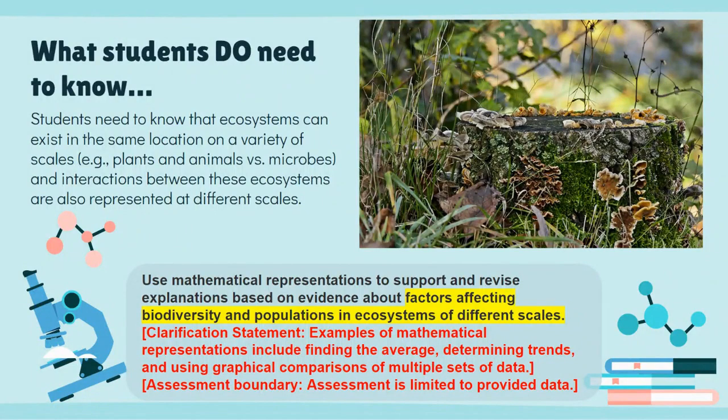So now we're going to unpack this standard and look at what students do need to know. Students need to know that ecosystems can exist in the same location on a variety of scales. So just by looking at this image, we can see diversity. It looks to be a tree stump on the edge of a clearing. There are trees that are likely home to a variety of animals. There's probably a variety of birds and bugs that live in the area.